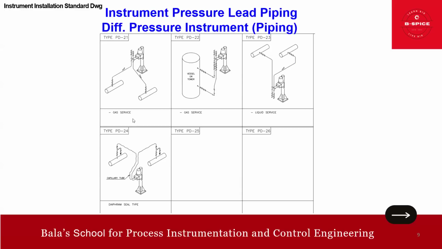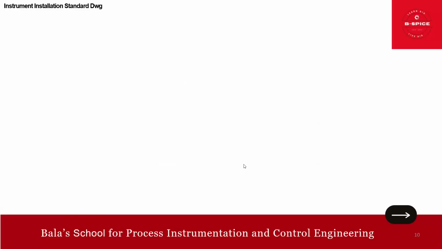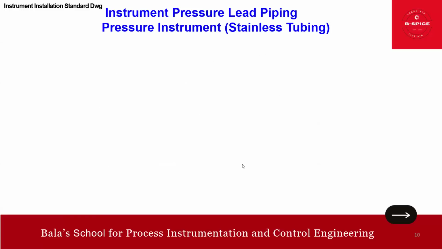Okay, friends. So this is gas, and this is also liquid. And this one is a capillary. Capillary and diaphragm seal. Okay, this is how it looks. Okay, good to go. Right. So now we'll focus on the pressure instrument tubing, stainless steel.